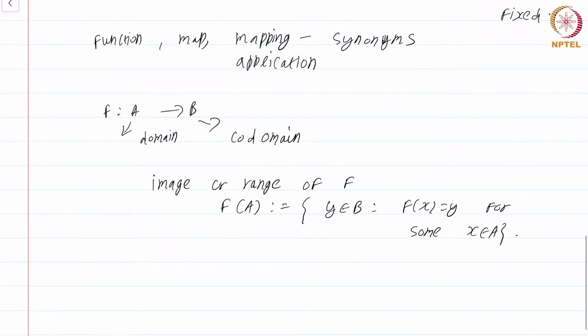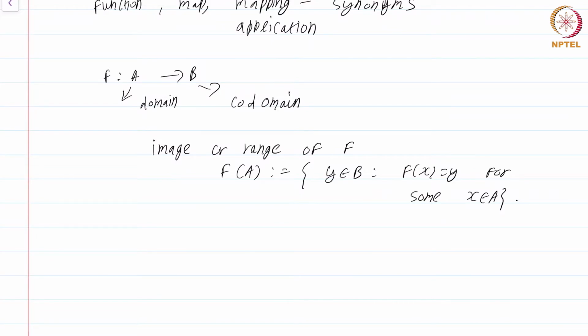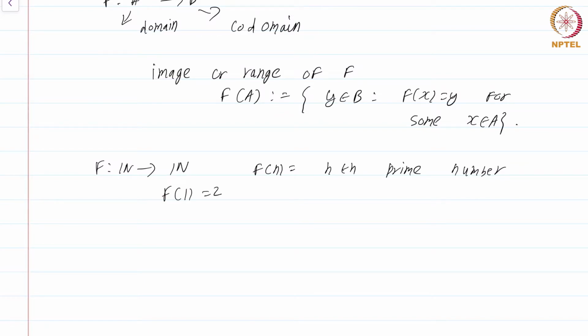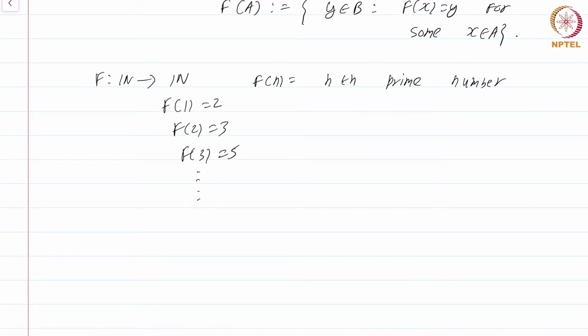Okay, what are the other ways of describing functions other than just using a formula? Well, you can use things like this. You can use English language. For instance, you can define a function f from N to N that says f of n is the nth prime number. Okay, this merely says that f of 1 is 2, f of 2 is 3, f of 3 is 5, and so on. Note that there is no formula for finding the nth prime number.